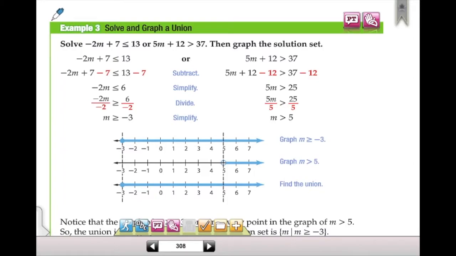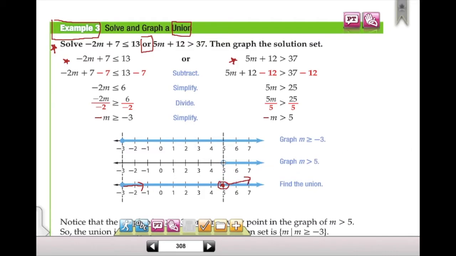For example 3 on page 308, we're going to solve and graph a union. And so what we have here is a compound inequality containing the word or. So what we're going to do is solve each of those inequalities separately, and then we're going to graph on a number line. In this case, we have a closed circle at -3 with an arrow going to the right, and on the right side we have m is greater than 5, and so we have an open circle at 5 with an arrow to the right.